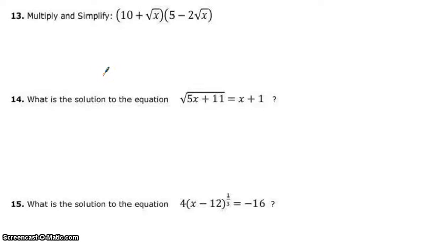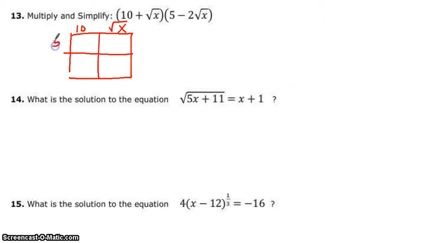All right, this is the free response for version A. Multiply and simplify, we need to do a window pane. These are binomial times a binomial. So 10 square root of x and 5, negative 2 square root of x.